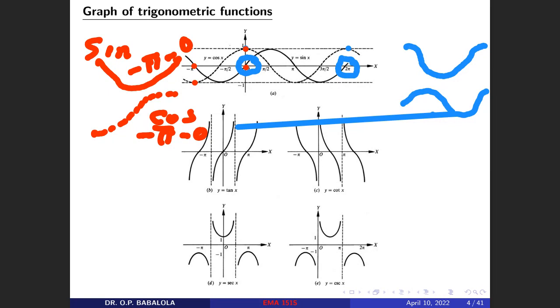And the same thing with the graph of tan. You see the graph of tan is in this way, and if you have your values, you can actually draw out your graph.